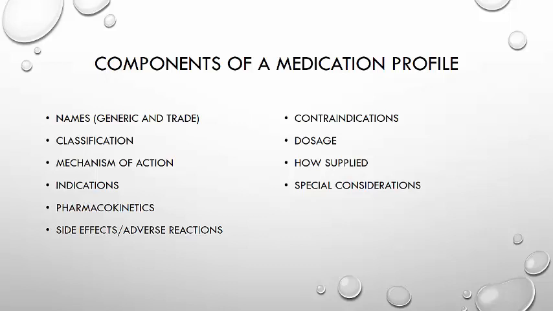And then any special considerations. Is there anything we need to know about this? For instance, adenosine has to be given really, really fast. If you don't give it fast enough, it will have no action within the body. The half-life is so short. So these are the types of things that we need to know before we give a medication.